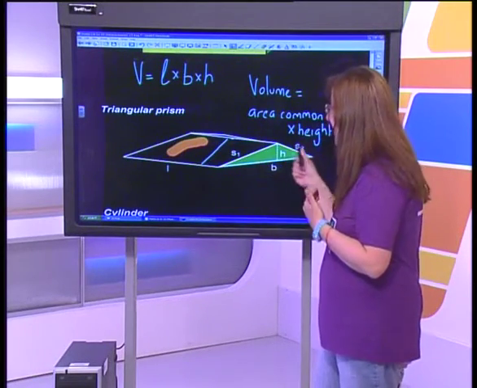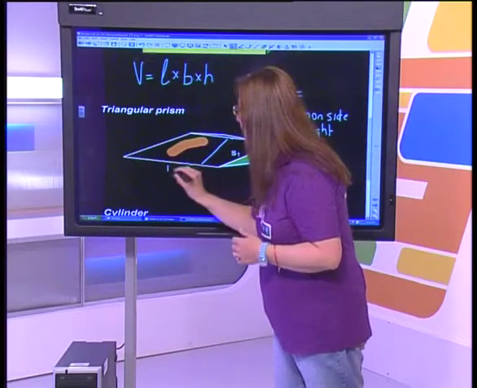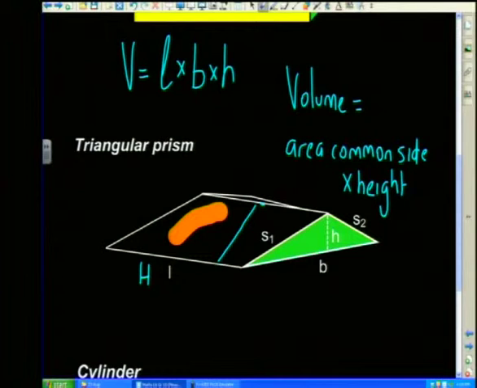So I need to calculate the area of the common shape, which is my triangle, times by the height, which in this case is actually the length of my prism. So let's remove that. My formula for volume here is half the base times the height, and then I'm going to times it by the length, or if you'd like, the height of the prism. So that's what I mean by common side.